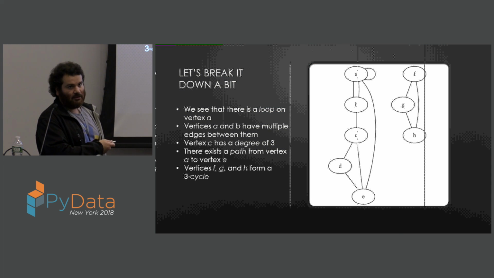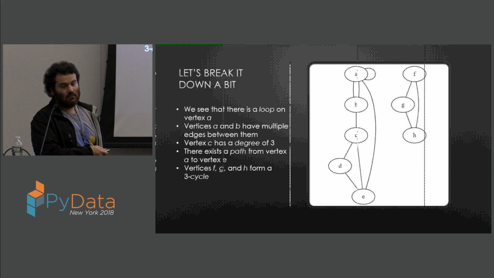So if I start talking about the degree of a vertex, that's the number of edges going into it. So the way I think about it, if you were to draw a circle, how many lines would you cross? So C has a degree of 3. This loop adds 2 to the degree, so A has a degree of 5.